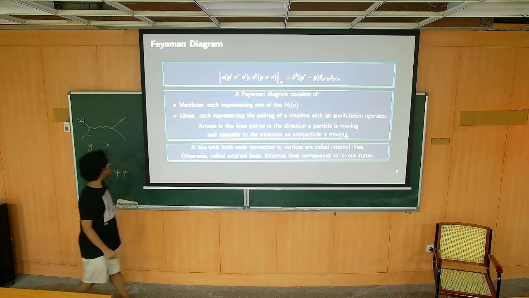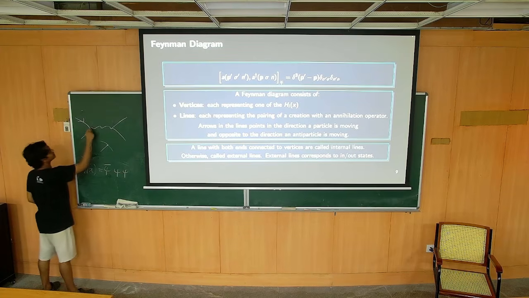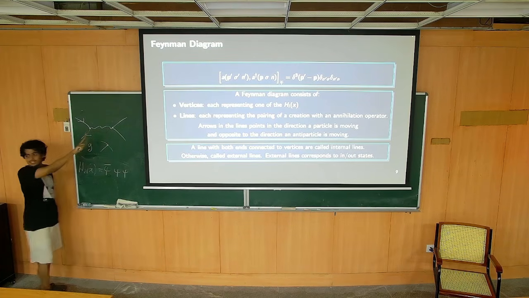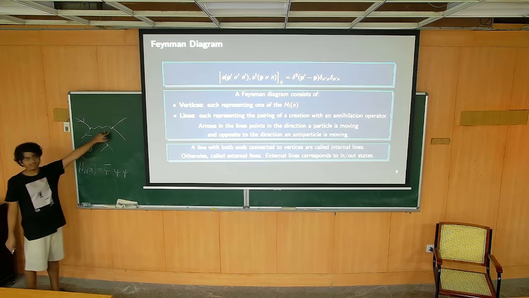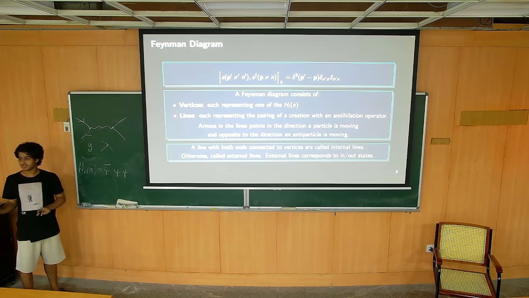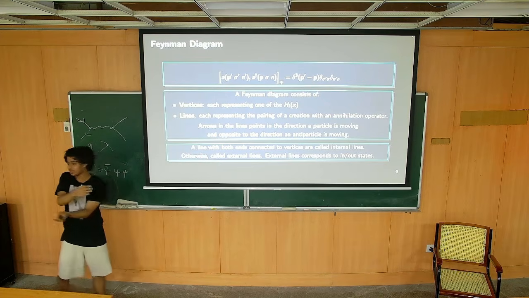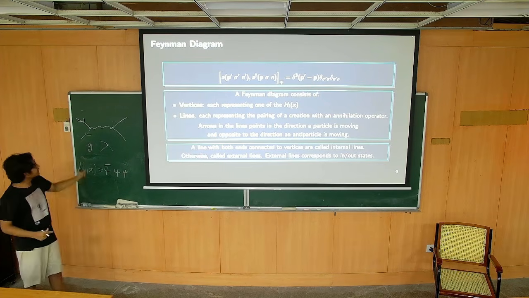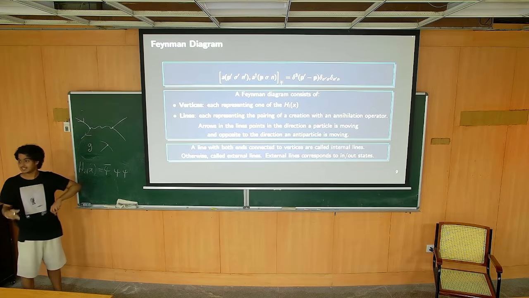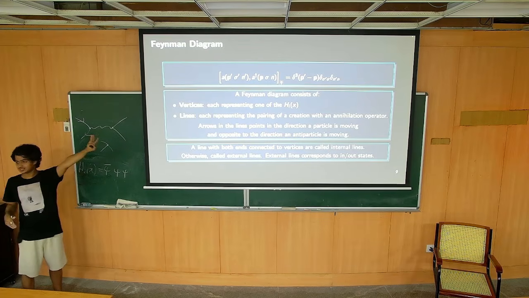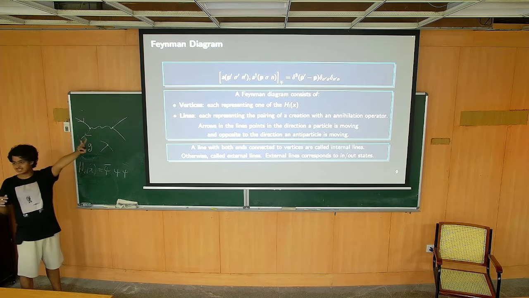Now, suppose there is something like this, which is a vertex, and this is a vertex, and both ends of this line are connected to vertices. If something is like that, then we will call it an internal line. It corresponds to something that happens inside, which is not in the in or out state. There are two kinds of external lines, the in states and out states. So I will call them initial external lines, final external lines, and internal lines.